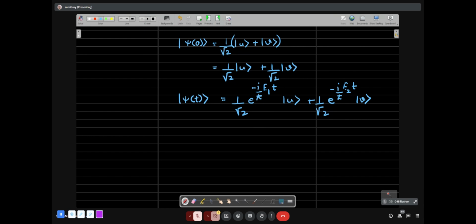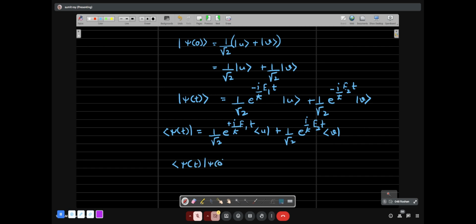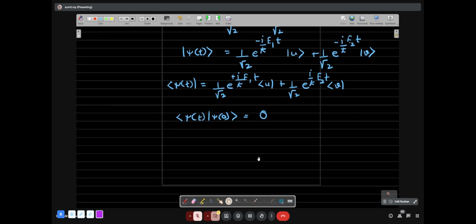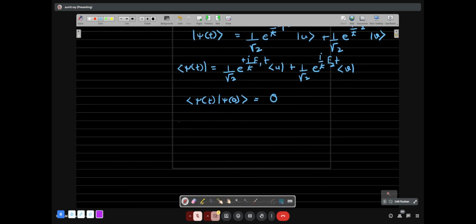Yes, sir. Now let us take the bra vector of this: 1 by root 2 e to the power plus i by h cut E1 t bra u plus 1 by root 2 e to the power i by h cut E2 t bra v. Is it okay? Yes, sir. Now for the satisfaction of that question, this inner product should be equal to 0. Yes, sir. Now this inner product is 0. We can write either one first, it has to come 0.